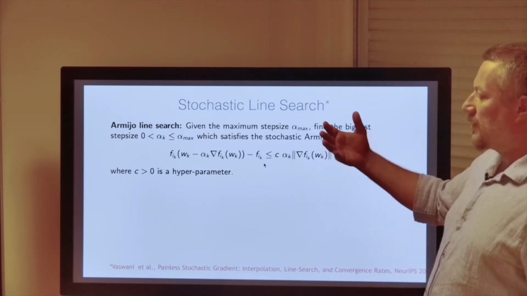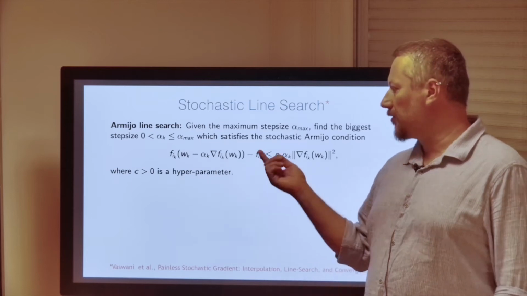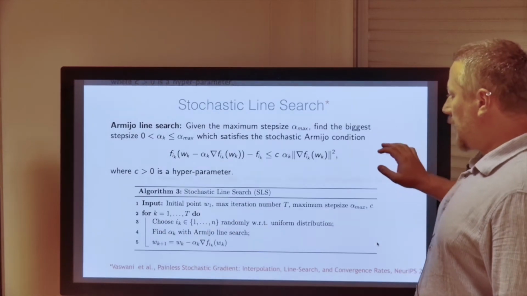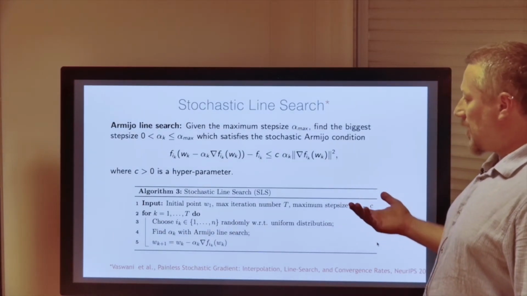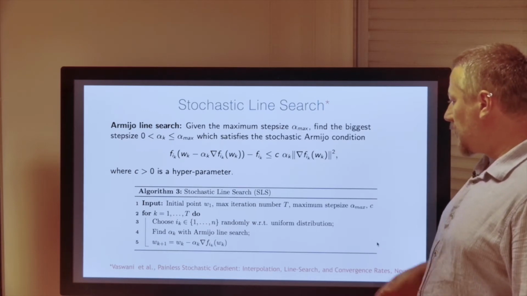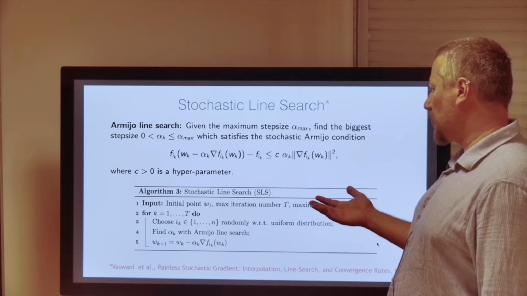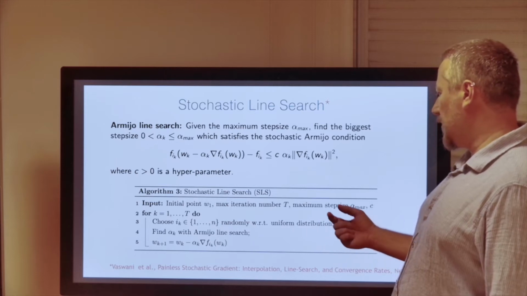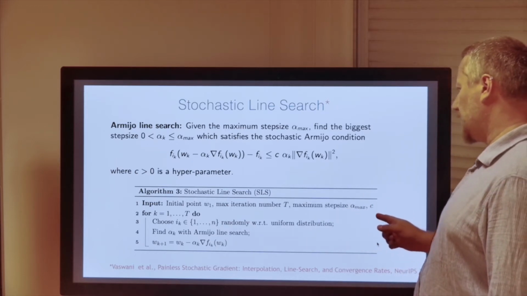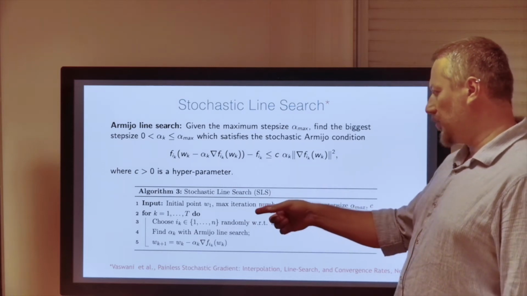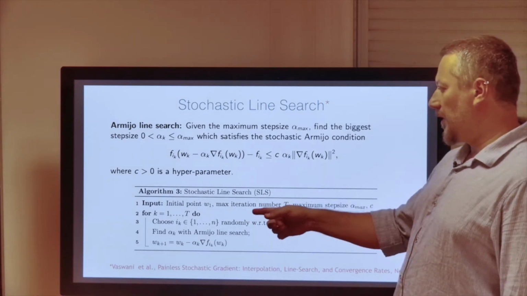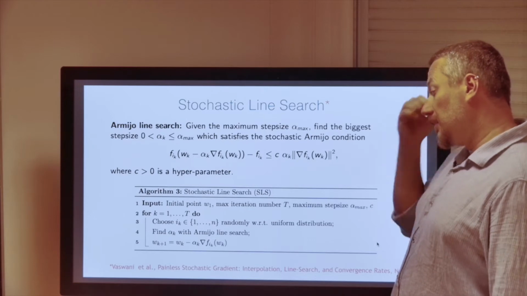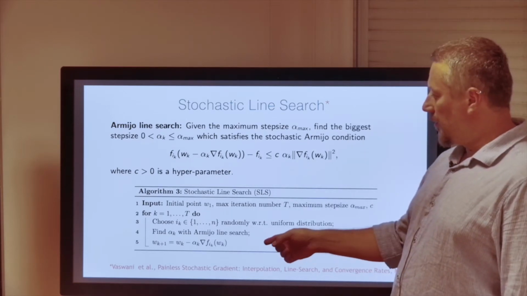So, of course, one question is, okay, but how do you choose this alpha k? How do you solve this equation? How do you find the biggest alpha k which satisfies this equation? We are going to use backtracking. So the algorithm on stochastic line search turns to this. You start at a point, you provide the algorithm with alpha max and c. Then at each point you choose a data point randomly, uniformly. Find alpha k, which satisfies the Armijo condition, the biggest alpha k. And then you take a step with respect to that alpha k.